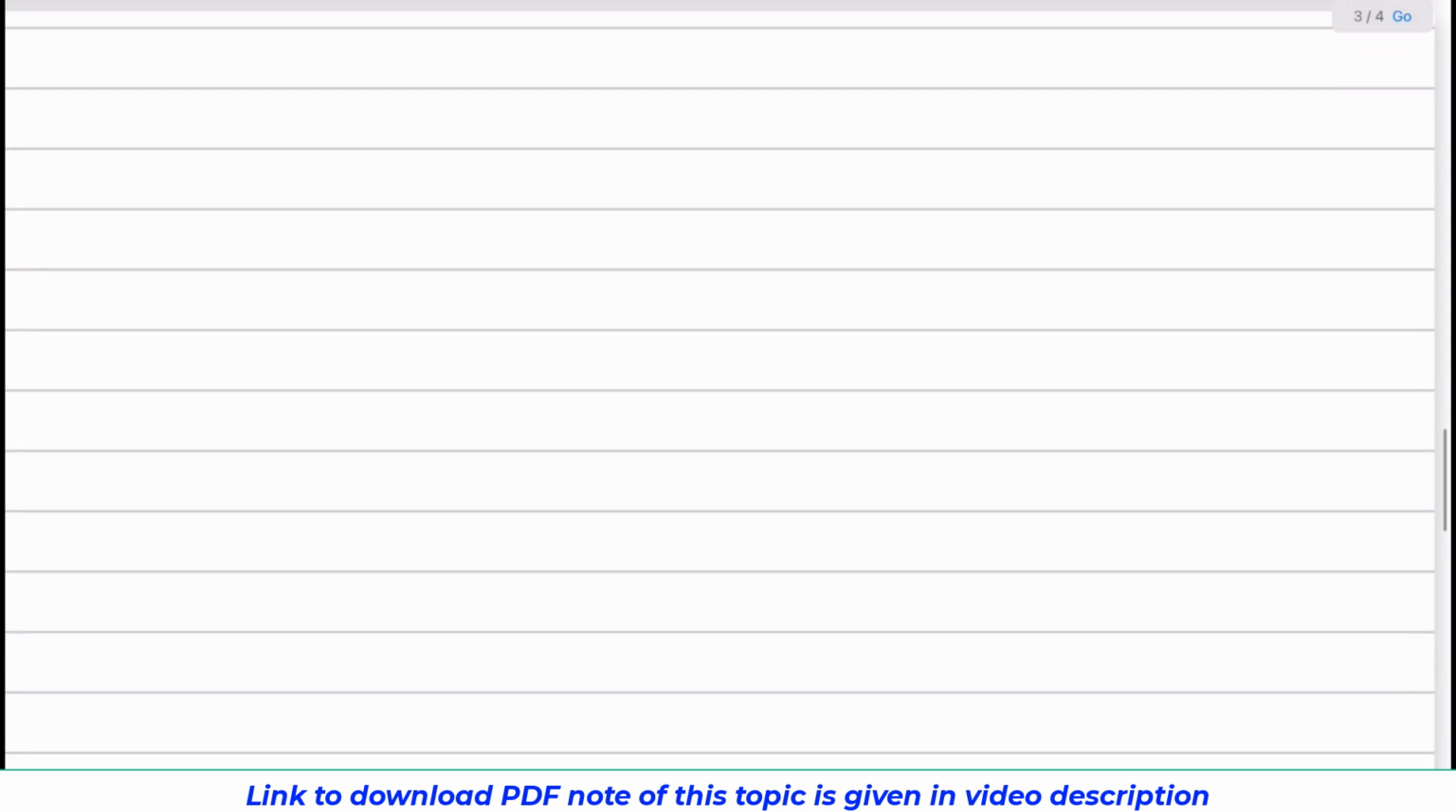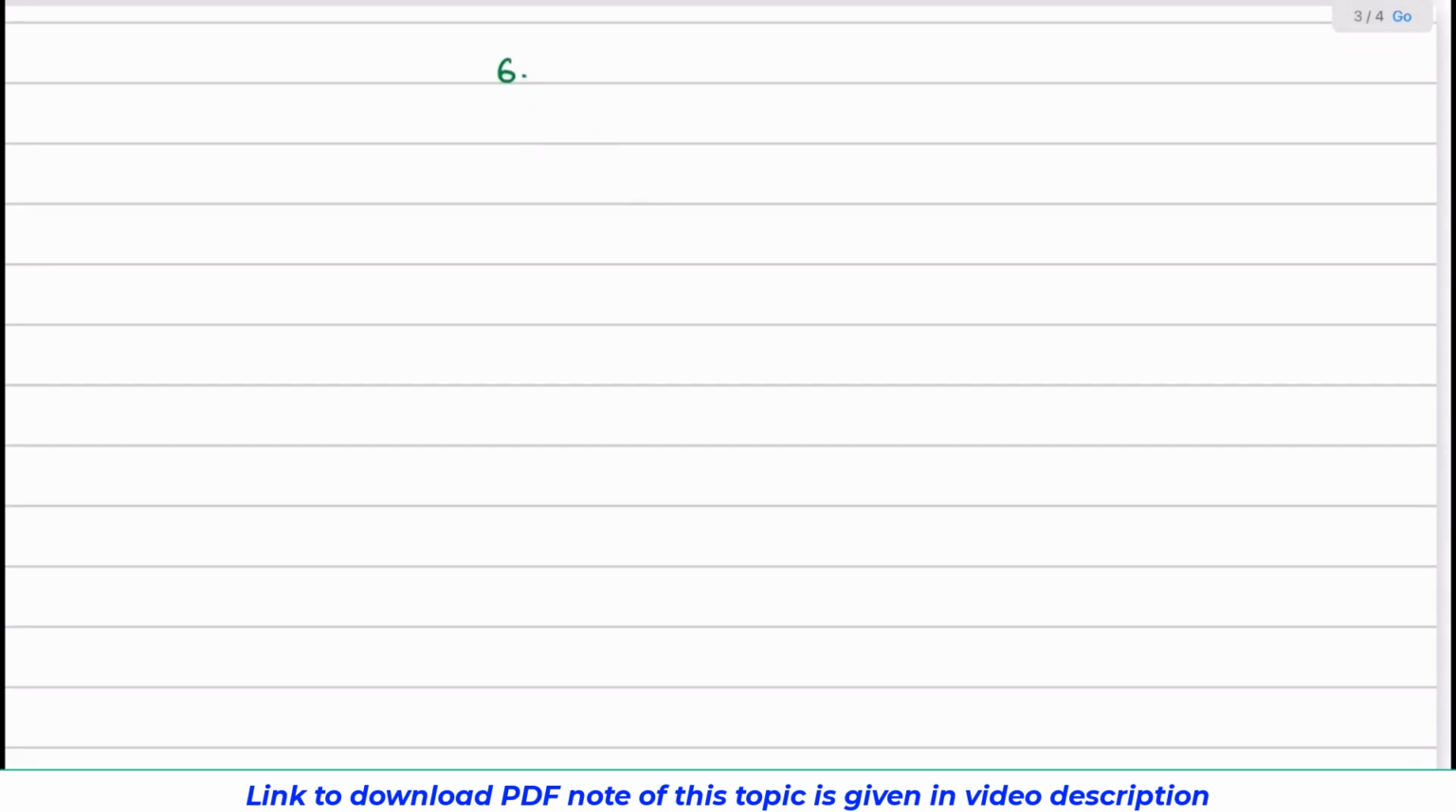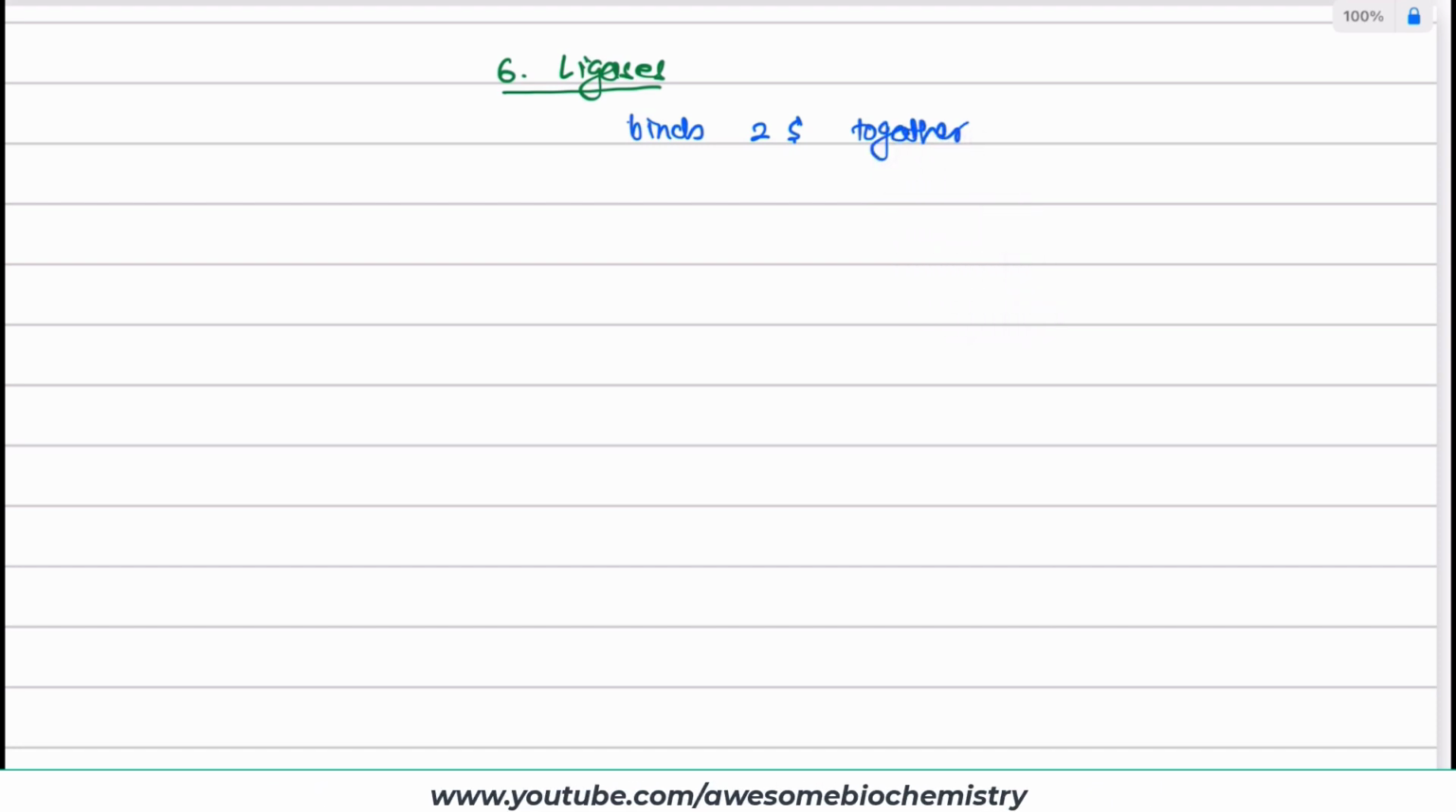Let's write it over here on a new page. So class number 6 is the ligases. As the name suggests, ligase means to bind. So this class of enzyme binds two substrates together. Generally, there will be a bond formation between carbon and oxygen, carbon and sulfur, and carbon and nitrogen, and they generally utilize ATP. So a high energy bond is required.